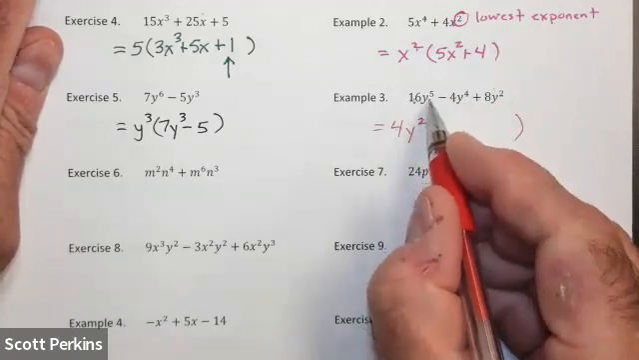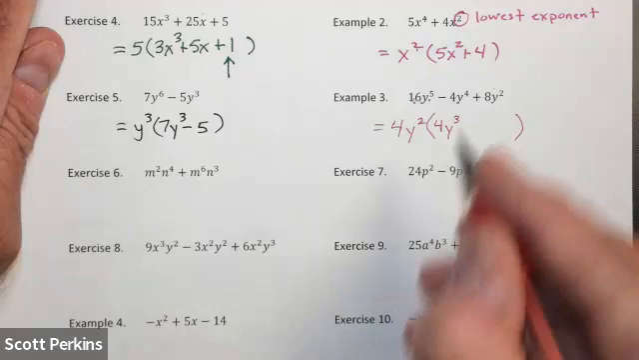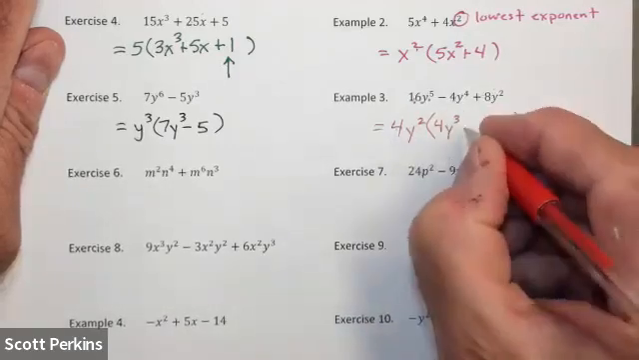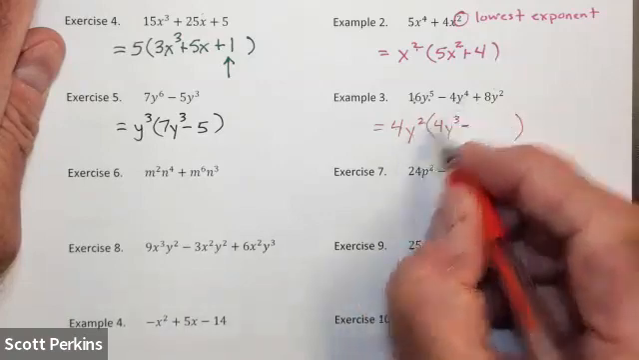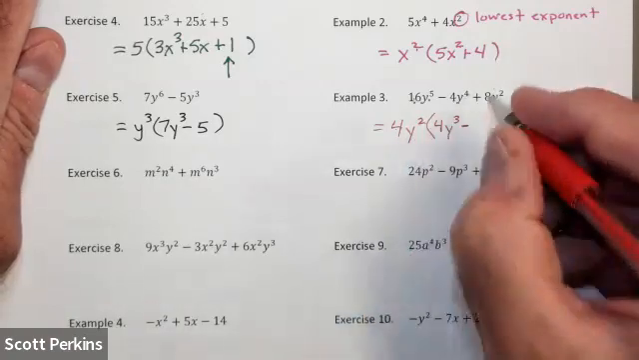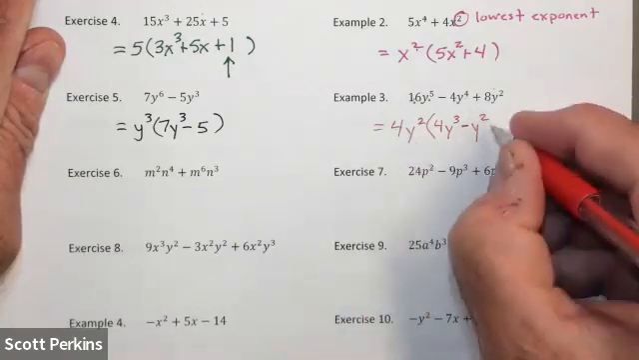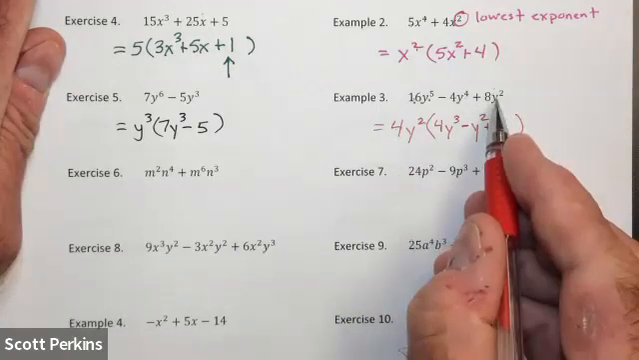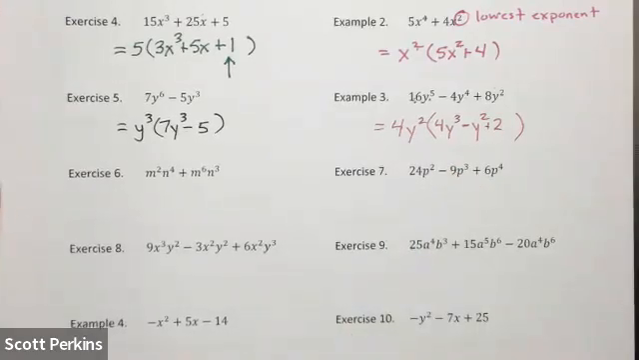And then y to the 5th, I took out 2 of the y's. That leaves me y to the 3rd. Negative 4 divided by 4 leaves negative 1, or just a negative. And then y to the 4th divided by y squared, or when I take out 2 of the y's, this leaves me y squared. Then 8 divided by 4 is 2. And then I started with y squared. I took the y squared out, so there's no more y's left in that last term.